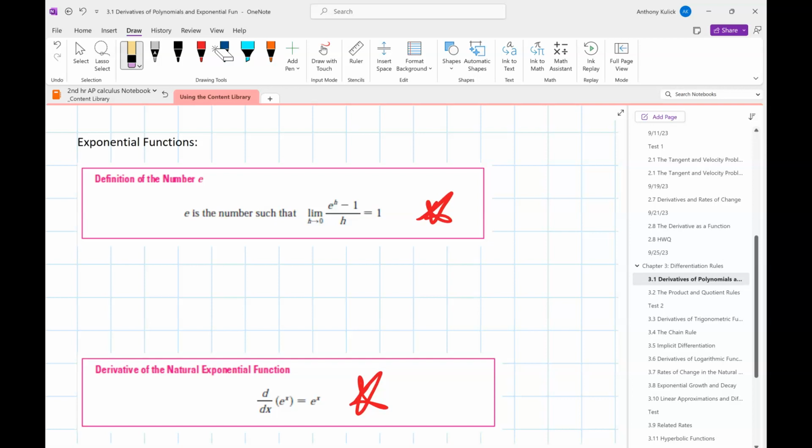Wait, why is the derivative of e squared 0? Because e squared is a constant. E is just a number. E squared is a number, so it's a constant. It's 0. E to the x is a function. So if it's like e to the 4th, it's still 0? Yeah, that's a constant.